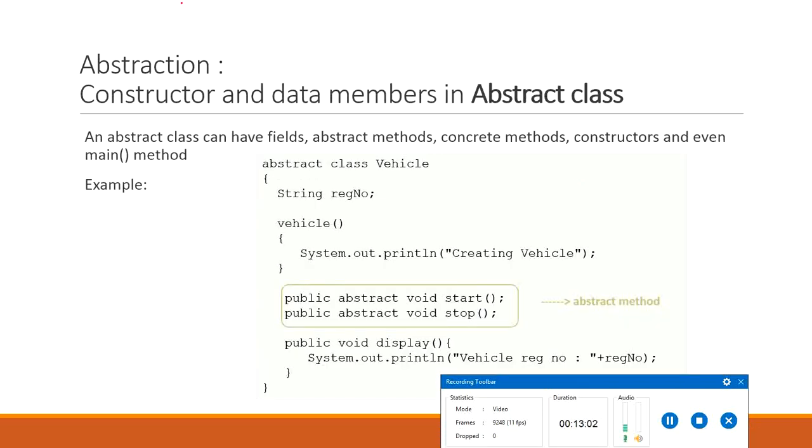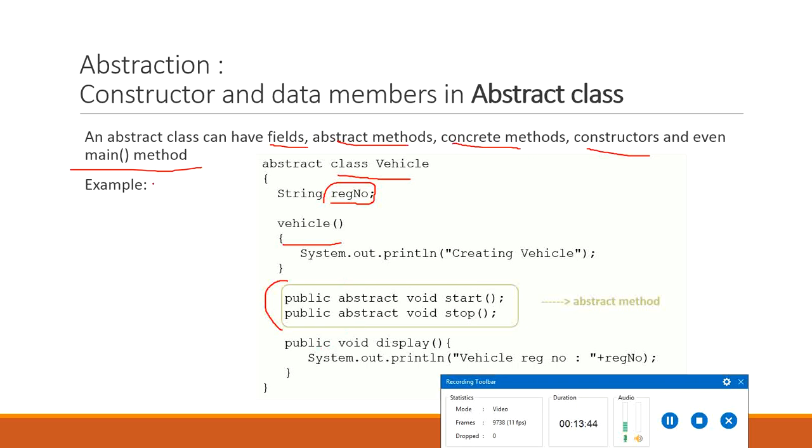Going ahead, abstract class constructor and data members. Now what other things can we have inside the abstract class? An abstract class can have fields, that means variables. It can have abstract methods. It can have concrete methods. It can have constructors, and it can even have a main method. For example, if you see over here, we have an abstract class called Vehicle. We have fields. We have a registration number, which is a field, and the type is String. We have a constructor. We have two abstract methods, and we have a concrete method also. So all these things can be defined.